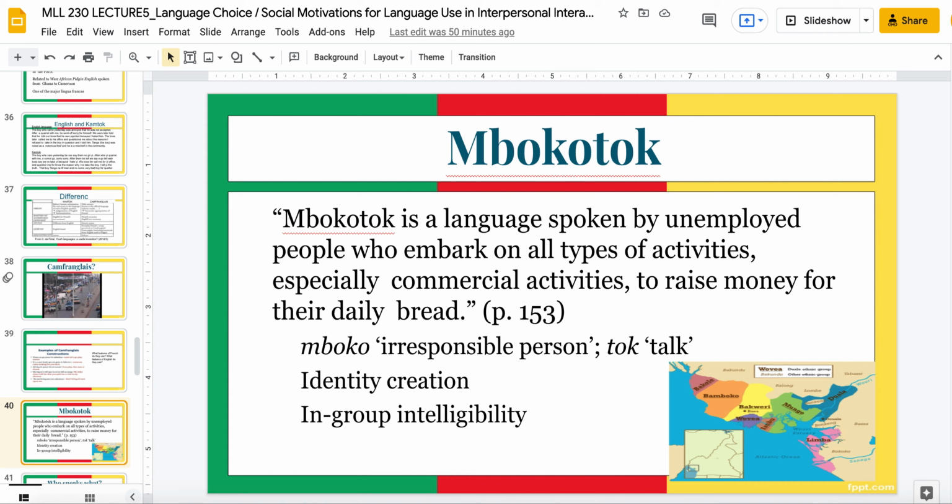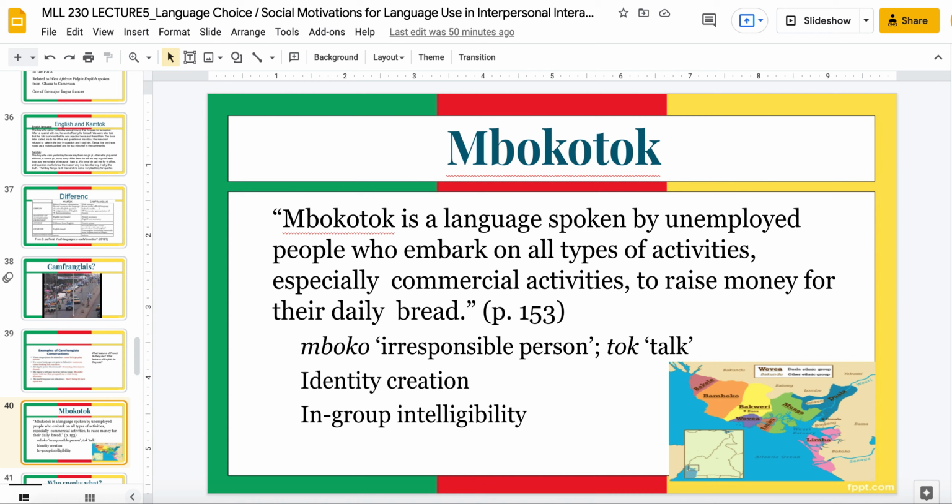But anyways, unemployed people who embark on all types of activities, especially commercial activities, to raise money for their daily bread. Again, just because they're not employed doesn't mean that they're not raising money. I feel like it's like they're not employed by a government or a business, right? It's a very capitalistic word, but whatever. So it's used in the text, but I don't like it.